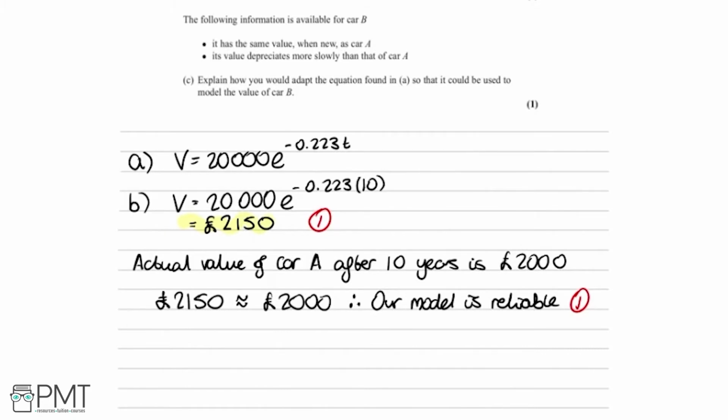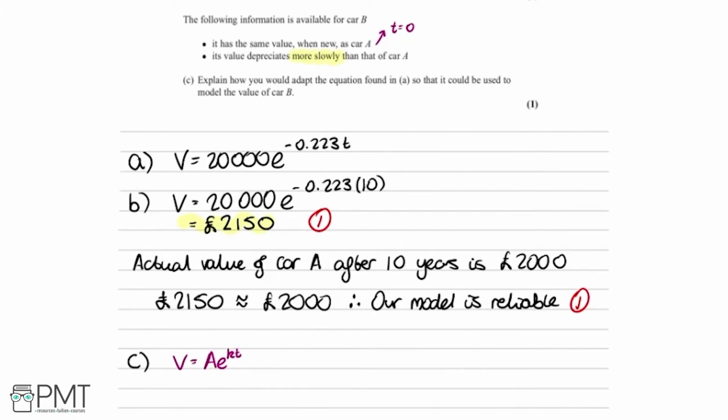Now the following information is available for car B. It has the same value when new as car A, so the same value when t equals 0, and its value depreciates more slowly than that of car A. And part C says we need to explain how we could adapt the equation found in part A so that it could be used to model the value of car B, and that is a 1 mark question. Now I'm quickly going to write down, to remind us, the general exponential model, so that's v equals a e to the power of k times t.